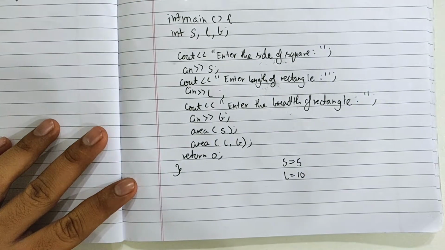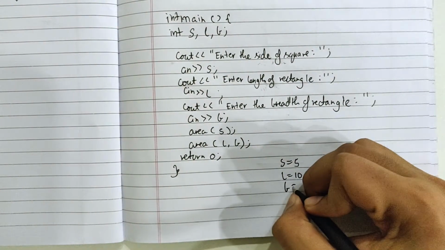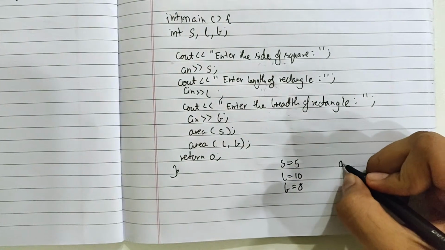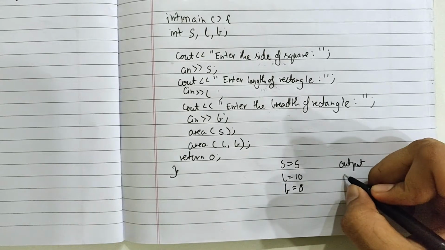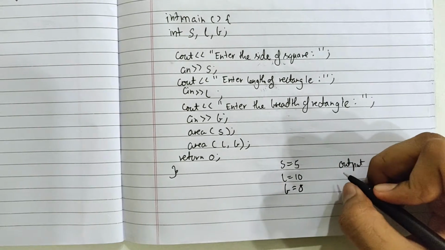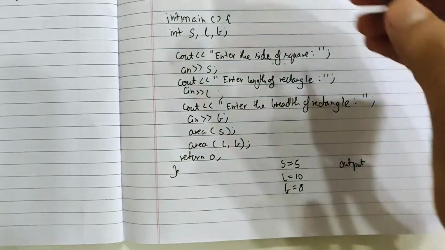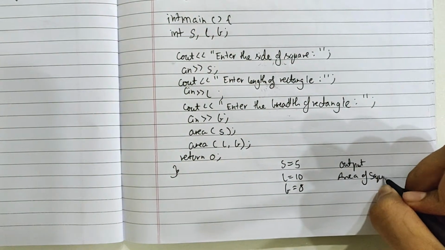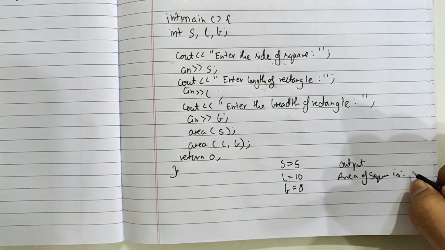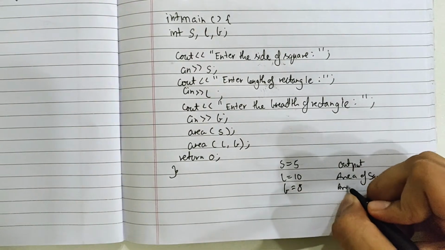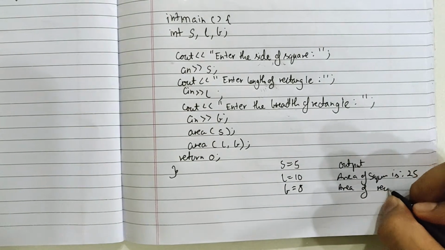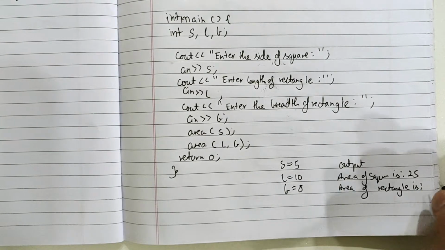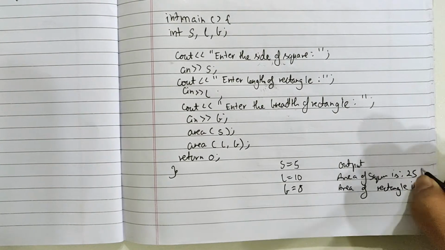So if the input for the program was s is, let's say, 5, l is 10, and our breadth was, let's say, 8. Okay, so the output will be area of square is 25 and area of rectangle is 10 into 8 is 80.